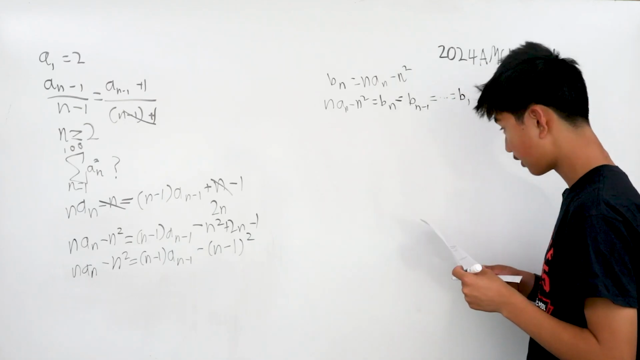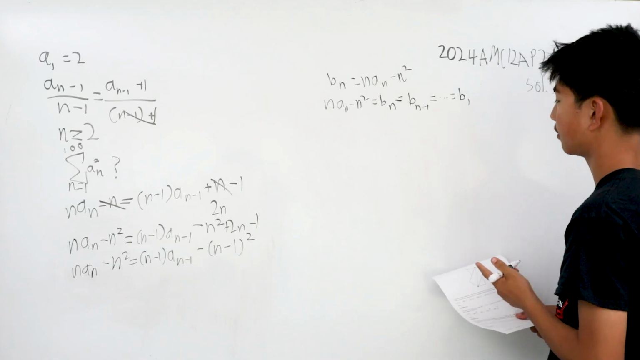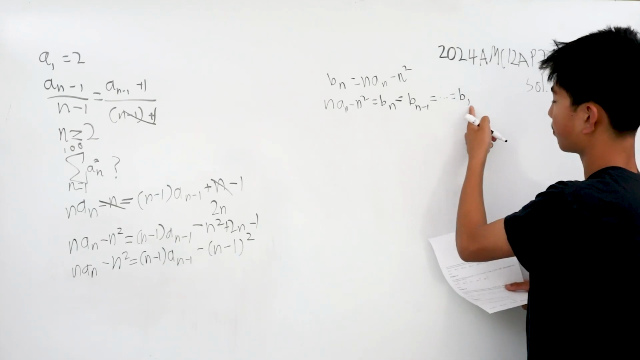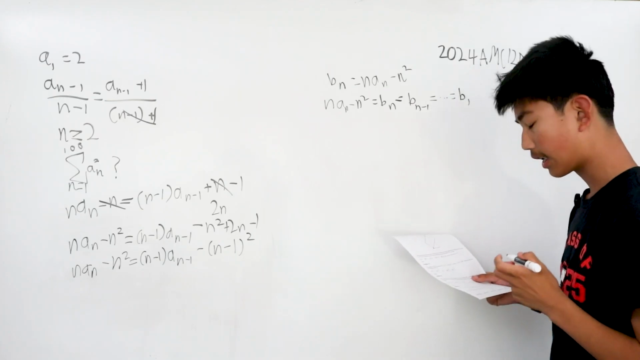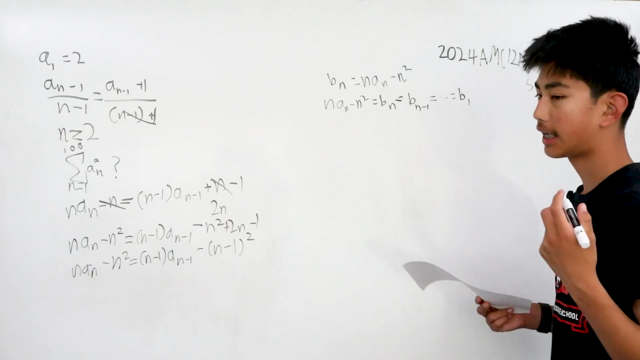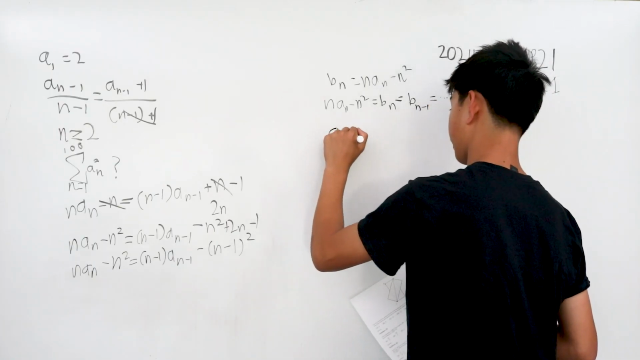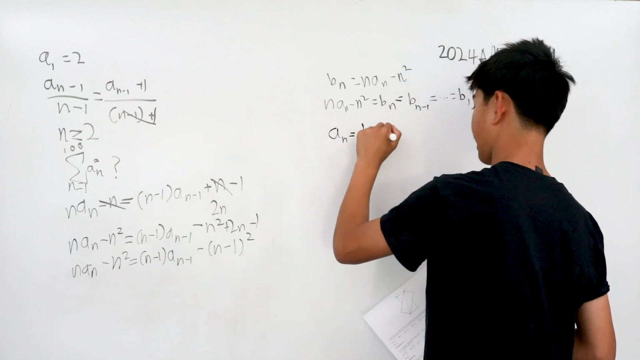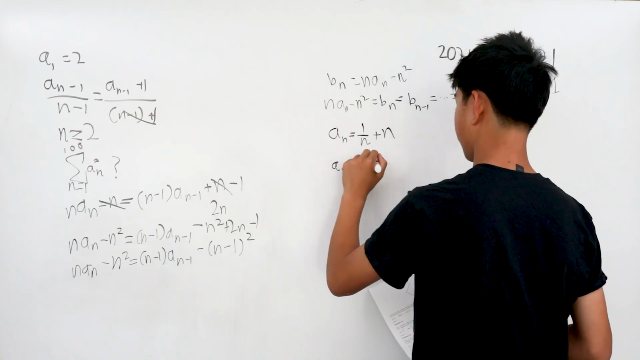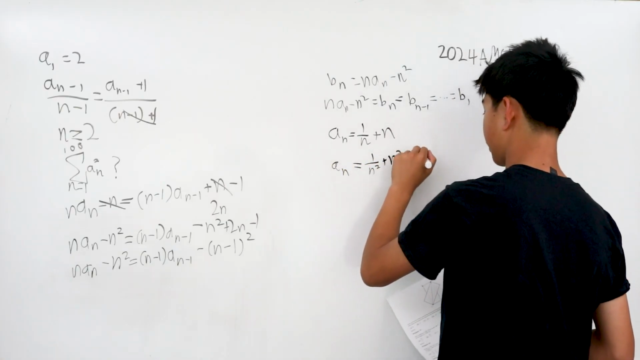It says that n has to be greater than or equal to 2, but here we have this value, and this is true. What this says is that this is the smallest value of n. When n equals 2, this value is going to be 1. Henceforth, we can say that a sub n is equal to 1 over n plus n. So therefore, squaring it gives us 1 over n squared plus n squared plus 2.